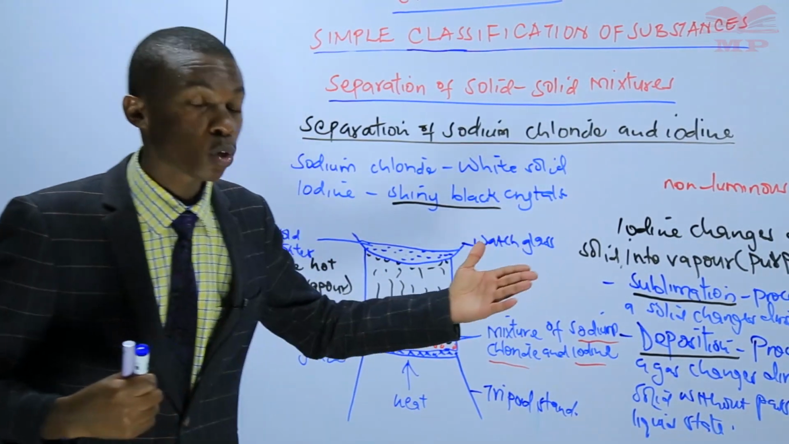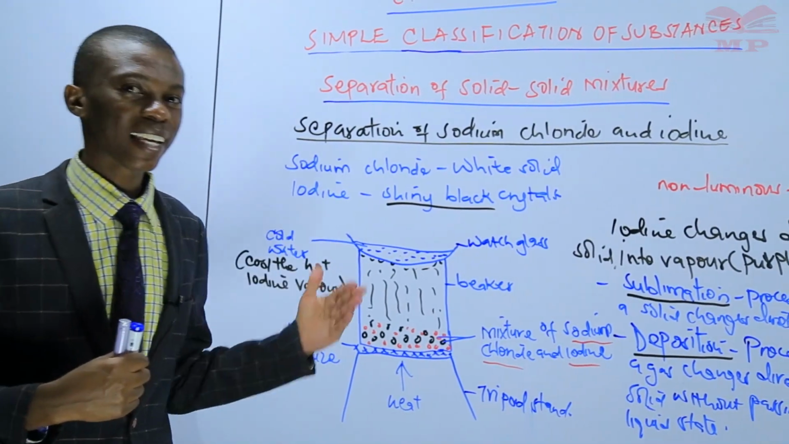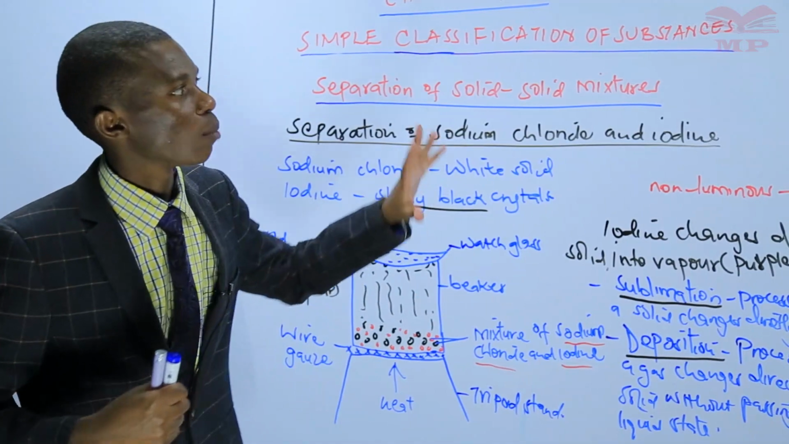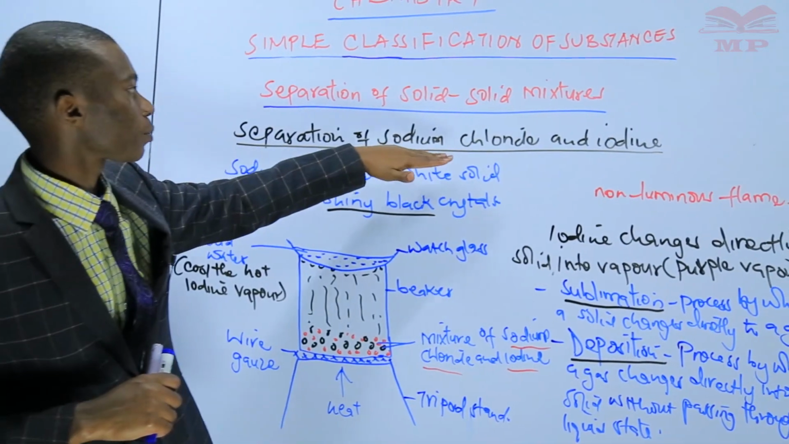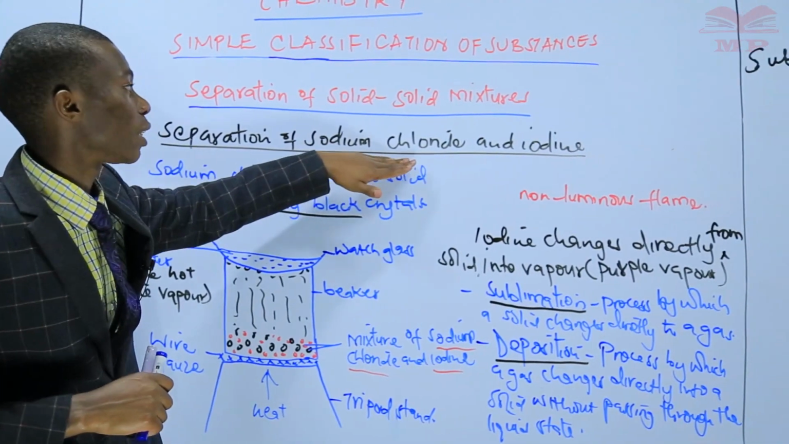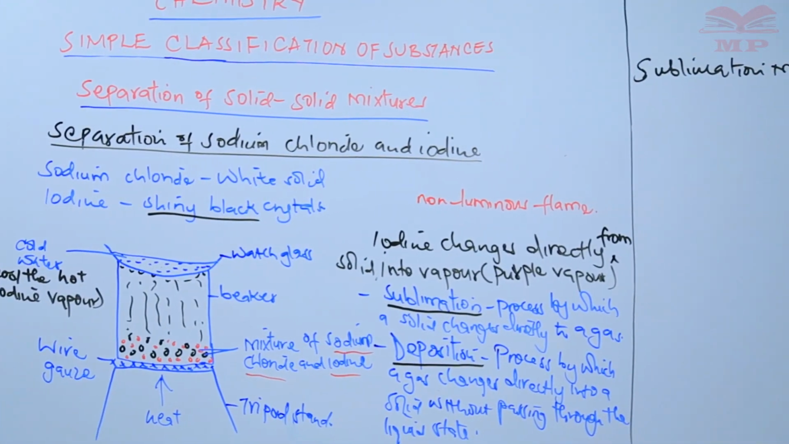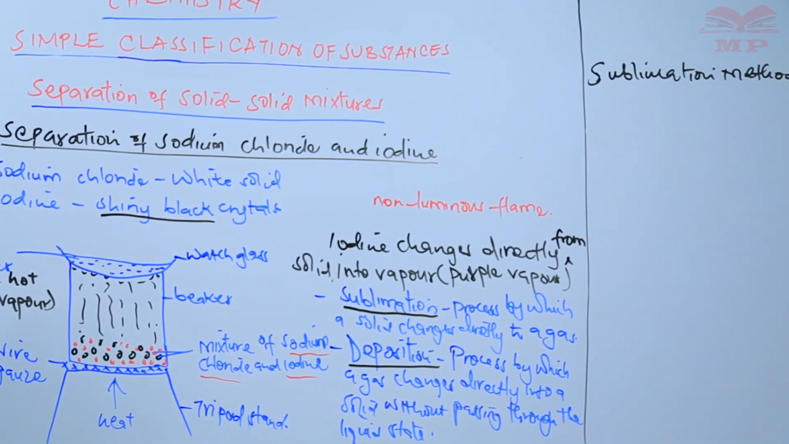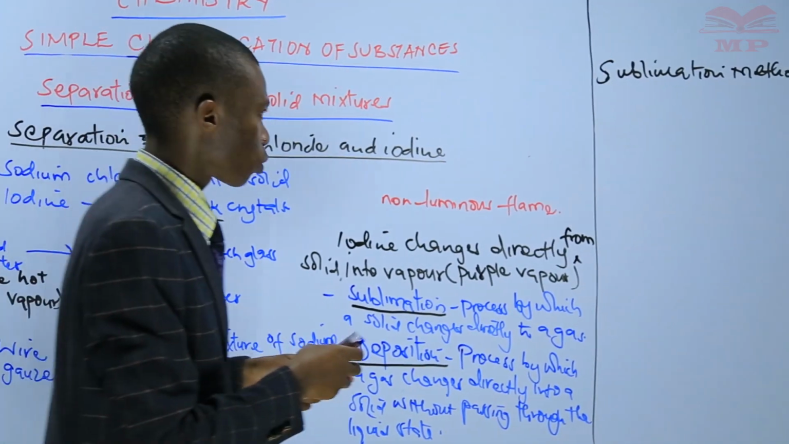And we have seen that sublimation is that process by which a solid changes directly into a gas. And therefore, sublimation has made it possible for us to be able to separate a mixture of sodium chloride and iodine. Therefore, we can say that iodine undergoes sublimation process.